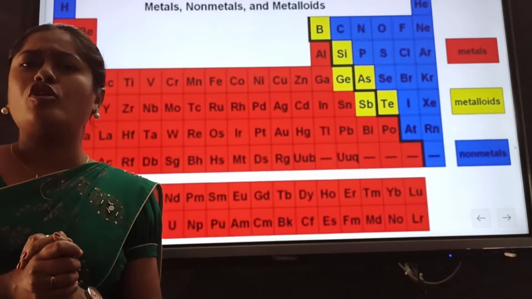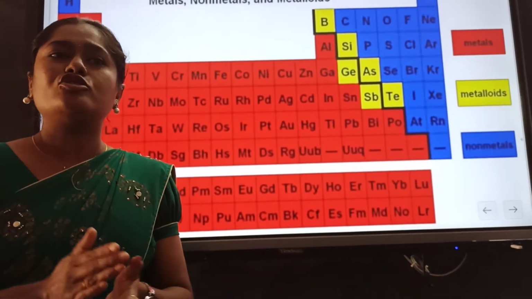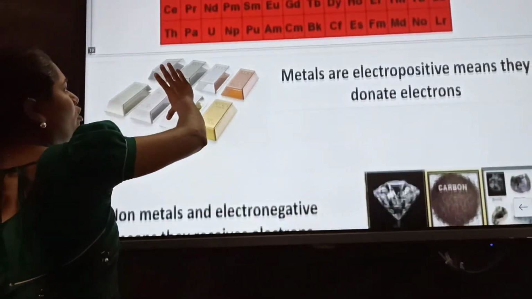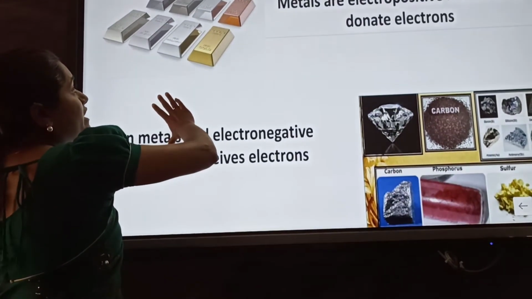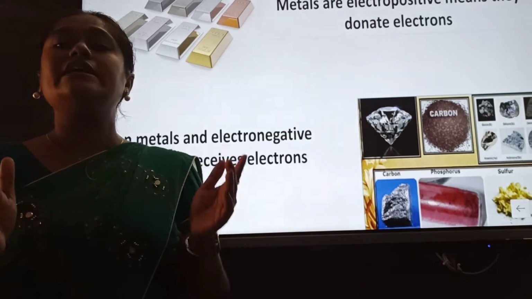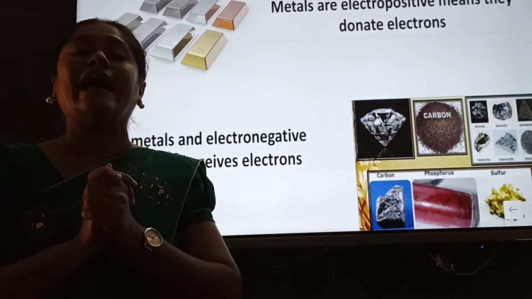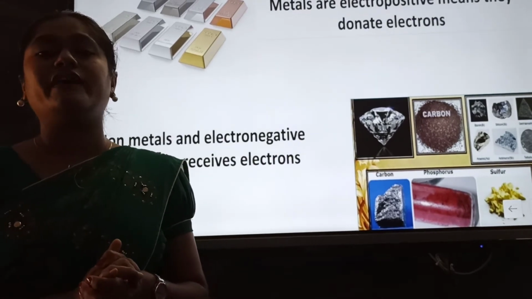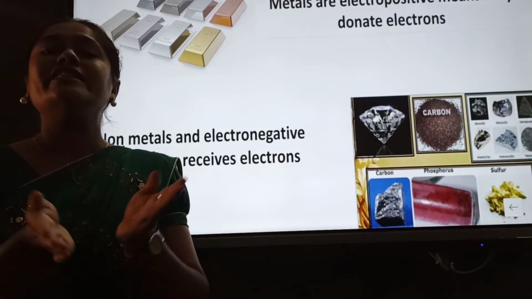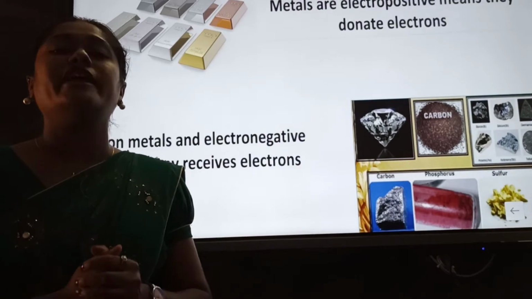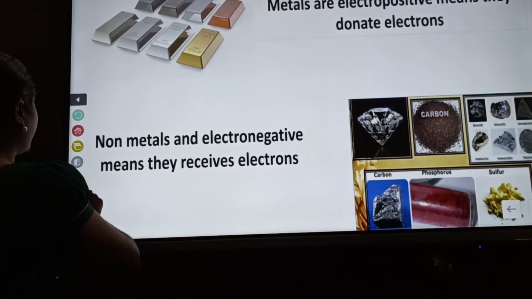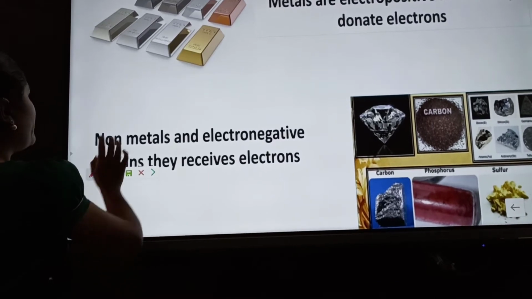Next we have to move on to another topic, electropositivity and electronegativity. What do we mean by electropositivity and electronegativity? Electropositivity is when an atom donates electrons. If an atom receives electrons, we call it electronegativity. We should take one example here, sodium chloride.